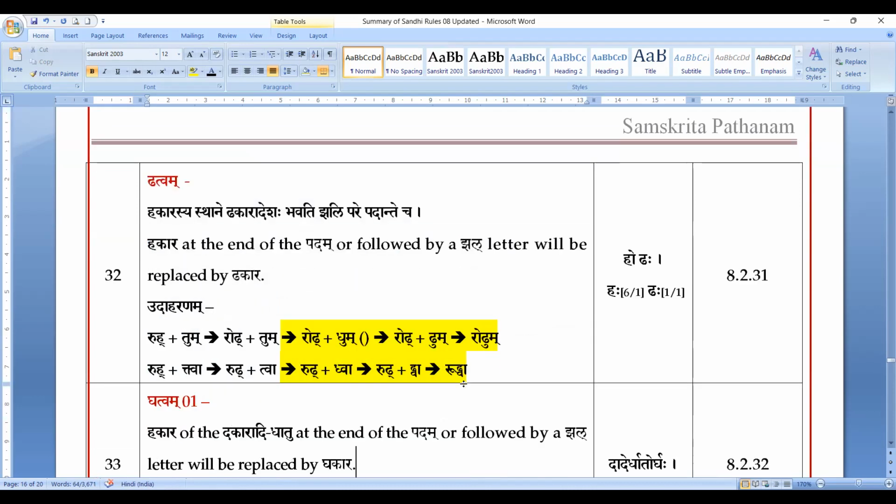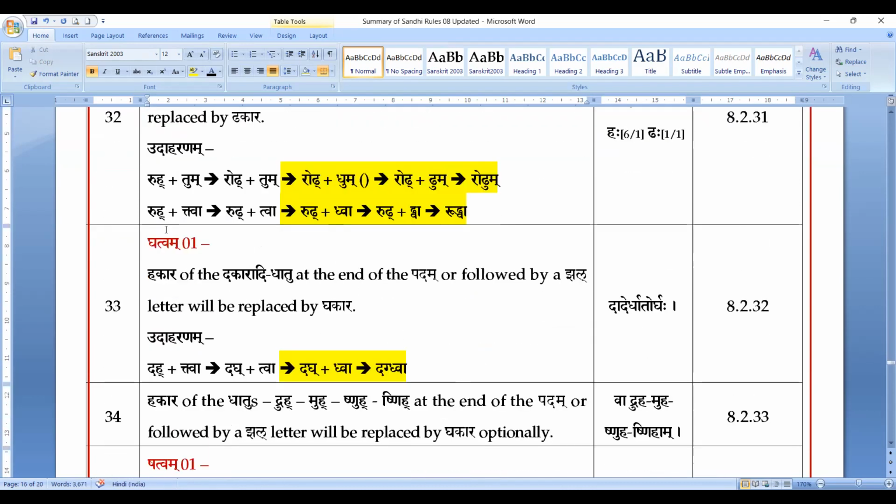Then Hakara is replaced by Gakara. This is number one. This Gatvam is for the Dakara-Adi Dhatu. Then the next one is also related to Hakara, and I will explain that. This concerns the Hakara of only these four Dhatus: Druh, Muh, Snih and Snuh, that is Droghah, Mogdhah, Snigdham. For these four Dhatus, what is the common thing? Hakara at the end.